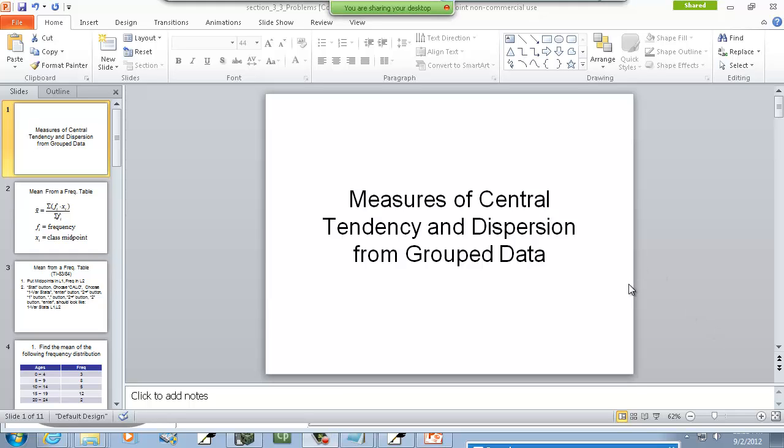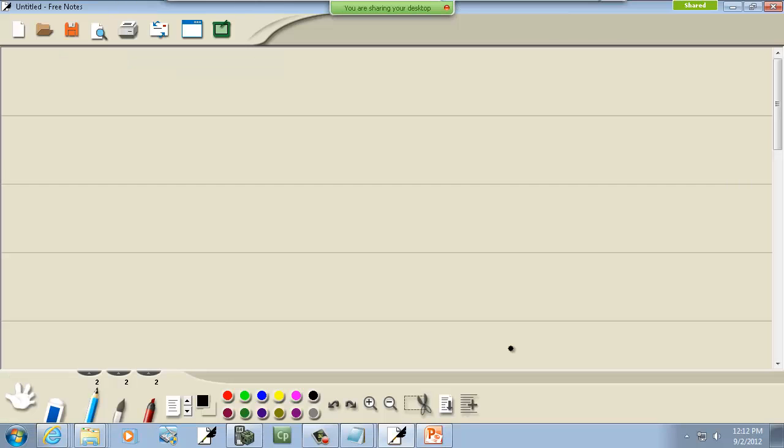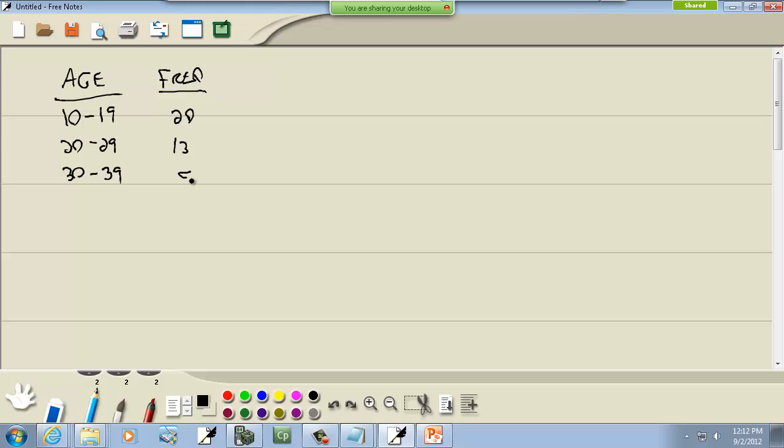Okay, this is measures of central tendency and dispersion from group data. Now, what are we talking about there? Well, if you've got a distribution here, let's see, this is 10, 20, 30, and this would be 19, 29, and 39. And we've got our frequency, 20, 13, and 5. Okay.